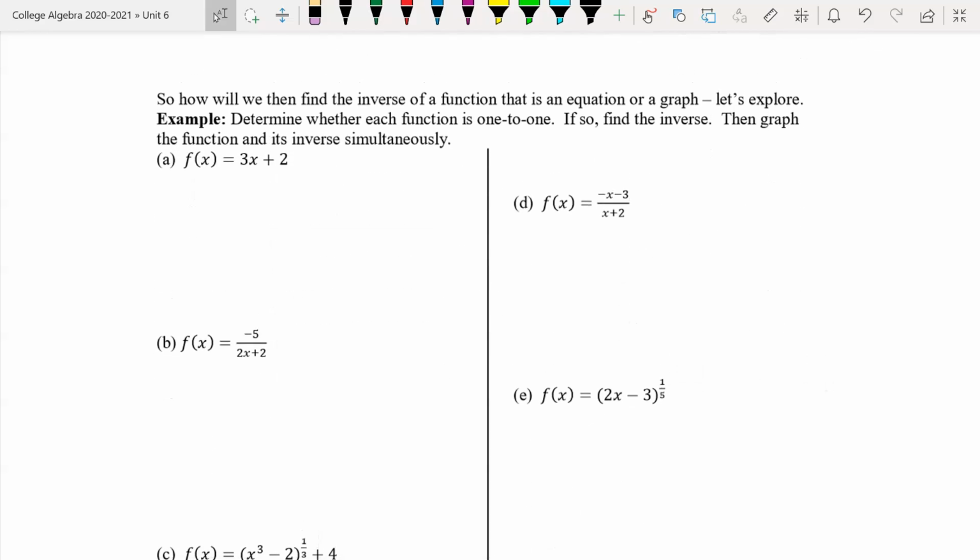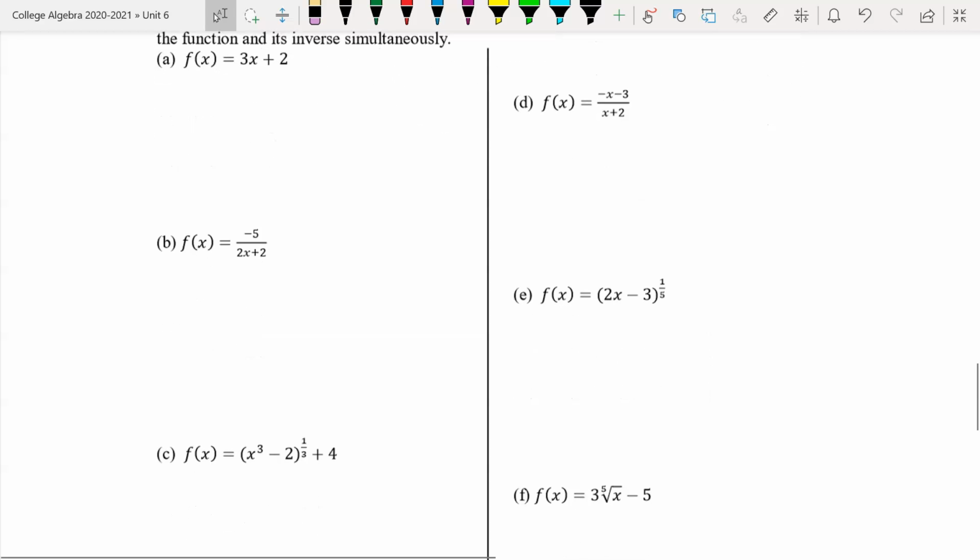So now, here's the main part of the Hawks. How are we going to find the inverse of a function that is an equation or a graph? Determine whether each function is 1 to 1. If so, find the inverse, then graph the function and its inverse simultaneously. So I pretty much did every example that does have an inverse. The only time you're really not going to have one is if it has x squared or absolute value, okay? So just keep that in mind.